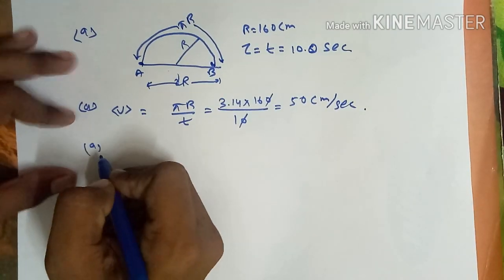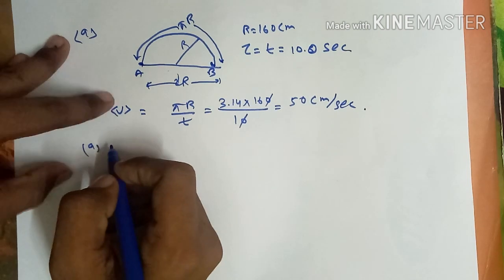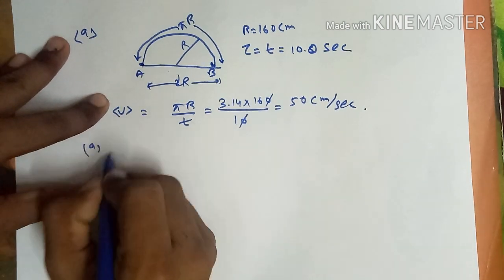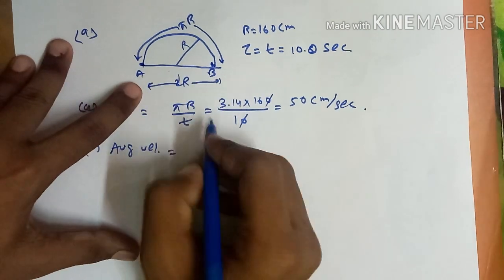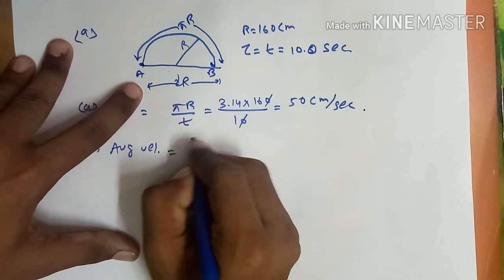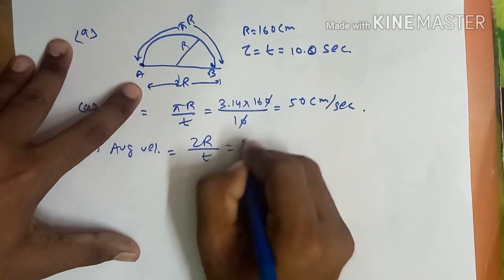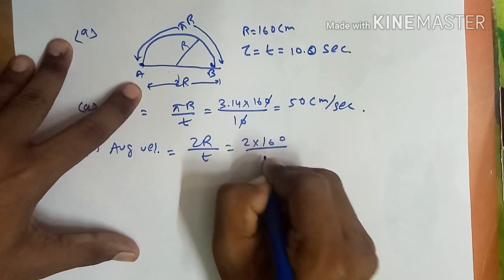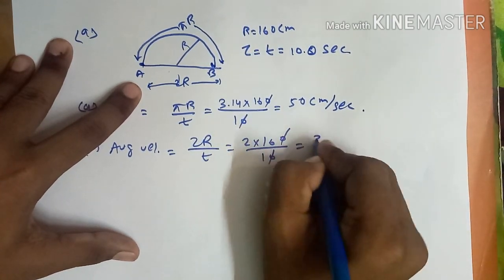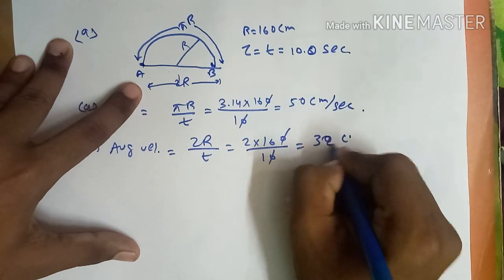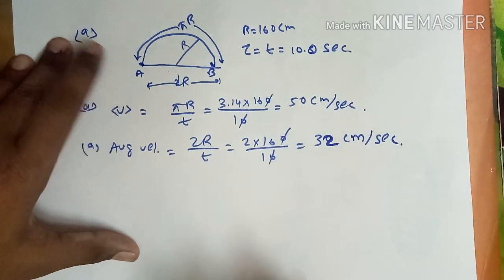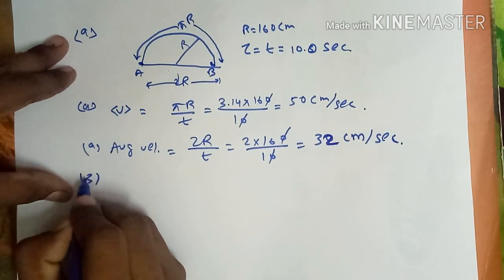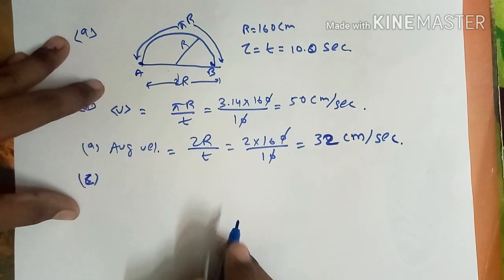And the second part, calculate the average velocity. What is the formula of average velocity? Average velocity is displacement by time. Displacement is 2r by t. 2 into the value of r is 160 by 10. This cancels out, 32 centimeter per second.